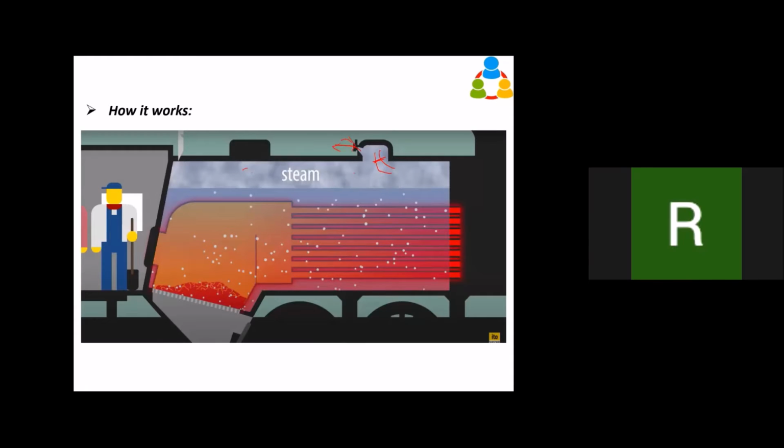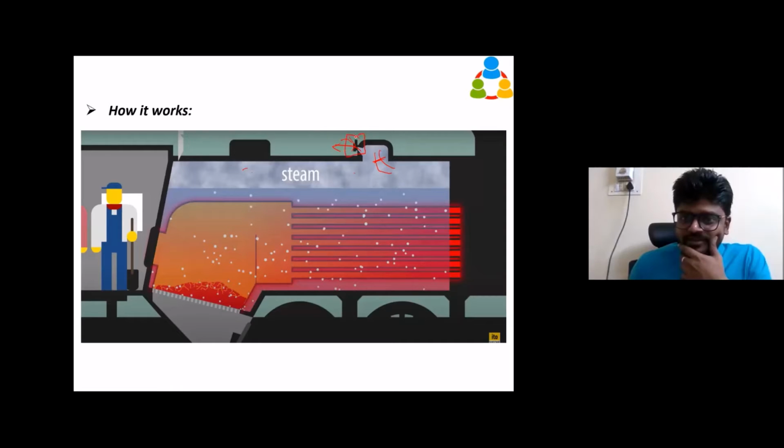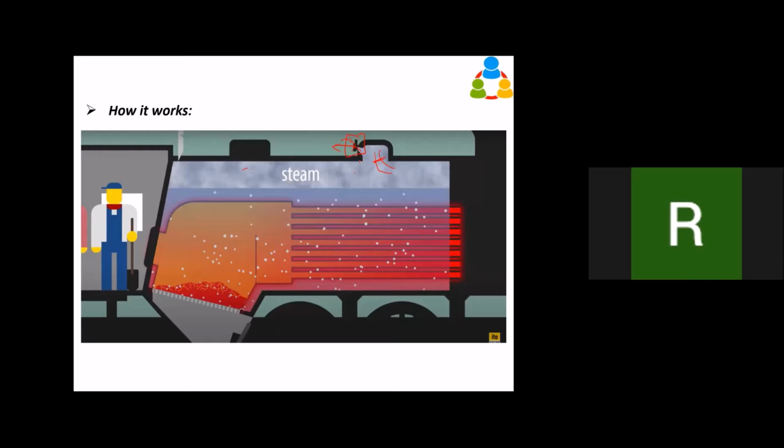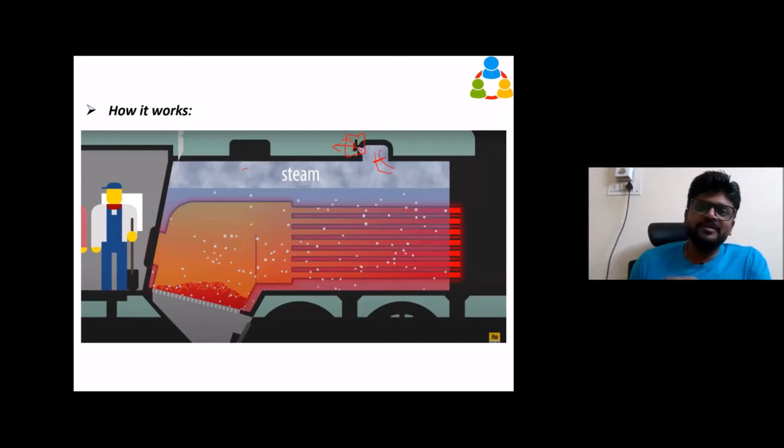Sir, I have a doubt. What material will they use for this valve, the high pressure valve? All these, including the steam boiler and everything, are made of the same material only.